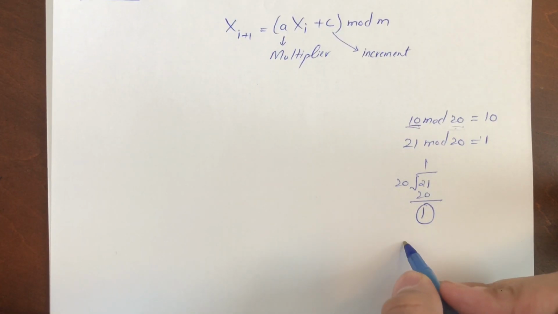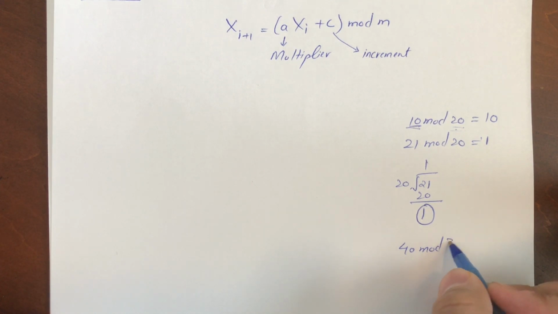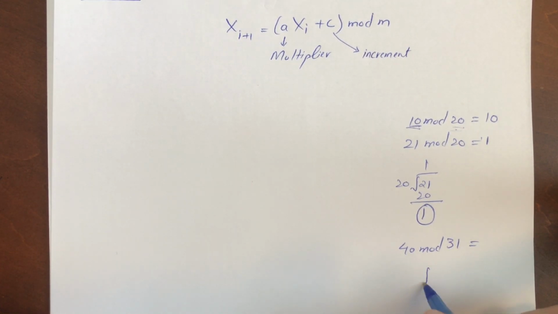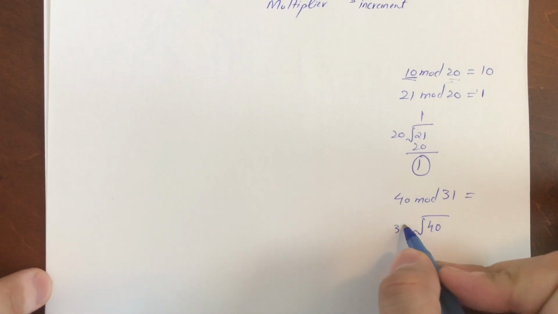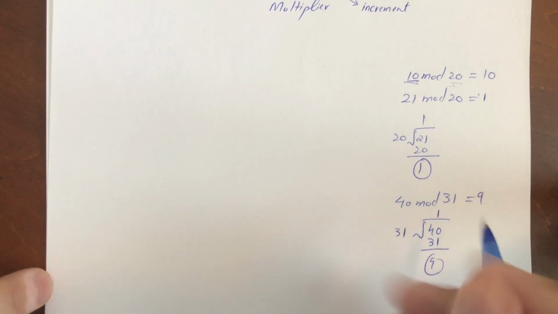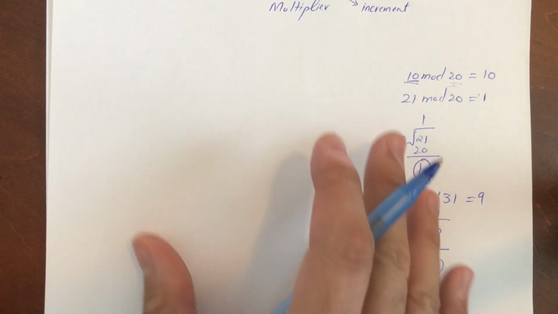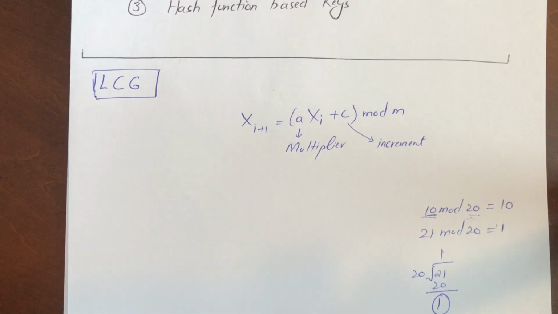For example, if it would be 40 mod 31, what will be the answer? 40 is greater than 31, so we will do 40 divided by 31, which goes 1 time. What is the remainder? 9. So 9 is the answer. So this is the way we solve modulus. Now, coming back to this question, let's see what will happen here.